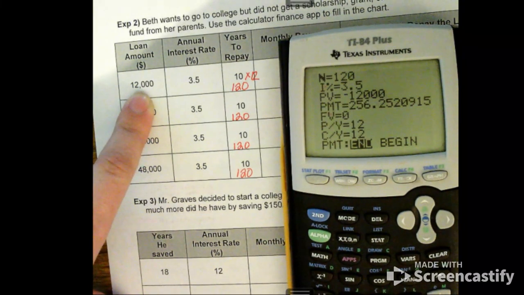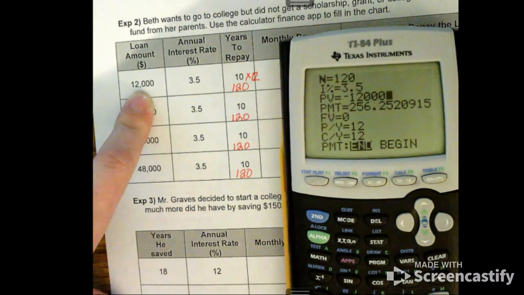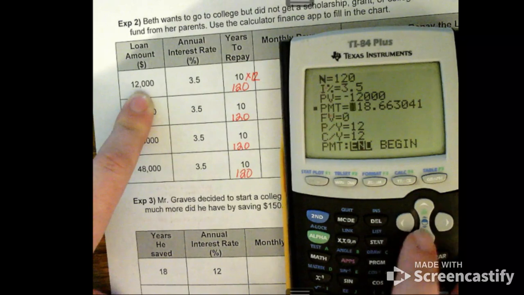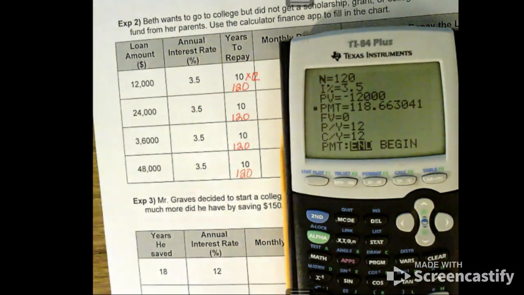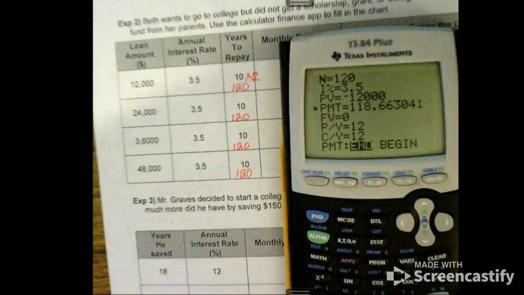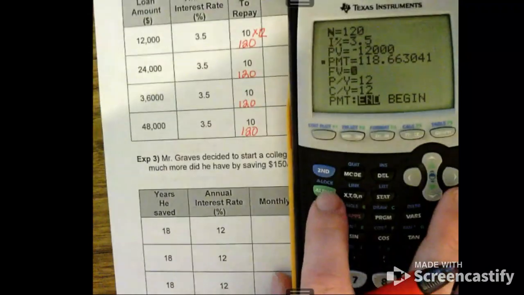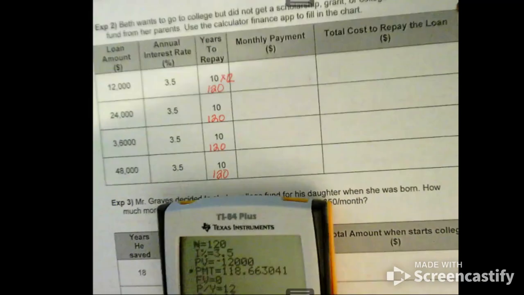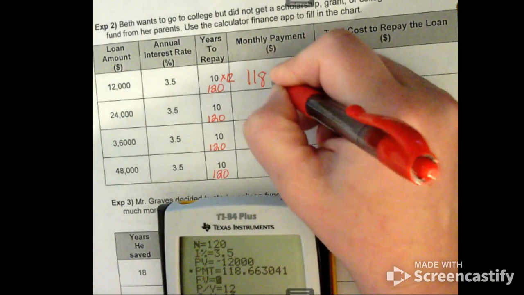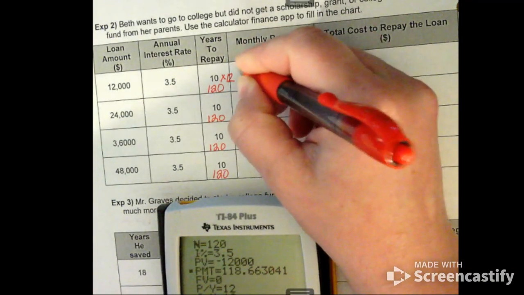So what did it do? Make your payment negative? Mine's still negative. Okay, so then I come down here and I hit alpha enter, and that's my payment. 118.66. Where do I hit the alpha? It's this one, but it has to be highlighted over the payment. Okay, so my payment's 118.66. Well, that's my monthly payment.